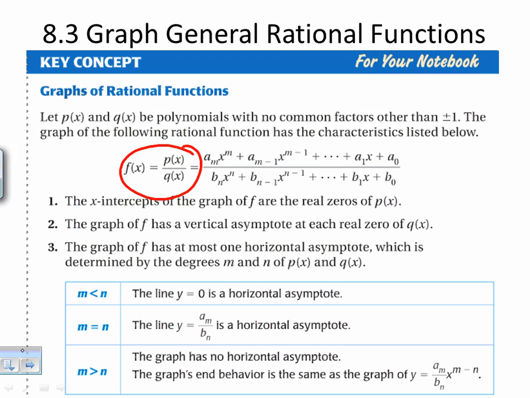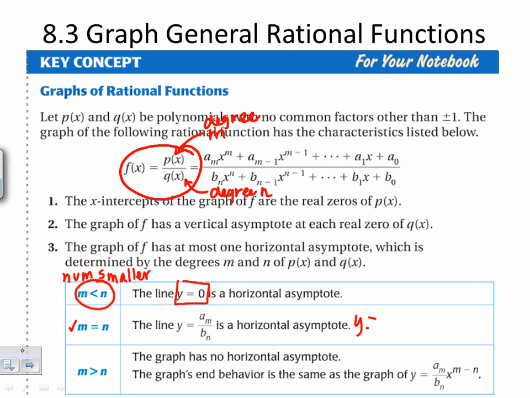So let's see, it says the degree m is the degree of the numerator, and n is the degree of the denominator. So here, if m is smaller, so that numerator is smaller, then you're going to have the line y equals 0 as your horizontal asymptote. If the degrees are exactly the same, then you're going to have this line a sub n over b sub n as a horizontal asymptote.